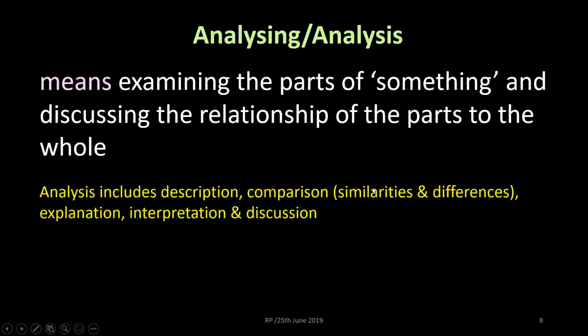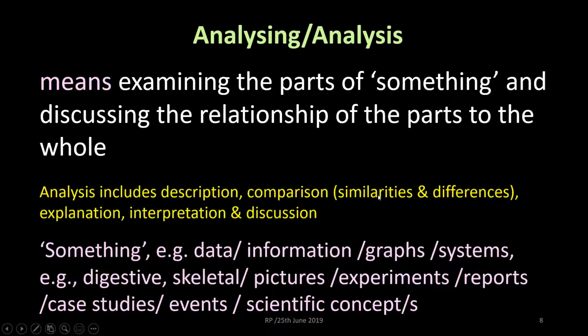I said in my introduction that analysis includes description, comparison, explanation, discussion, interpretation. So the something here could be data, information, graphs, or systems. The human digestive system is a system. The human reproductive system is another system. The respiratory system is another one. The endocrine system is another one. The blood transport system is another one. Can you see so many systems in the human body? Also pictures, experiments, reports, case studies, events, scientific concepts. These are the areas you can analyze. Okay, right.